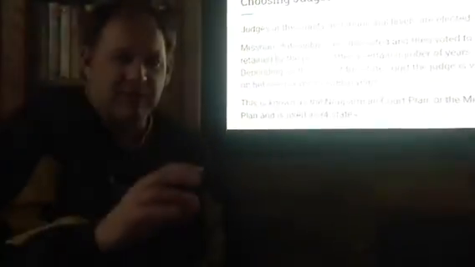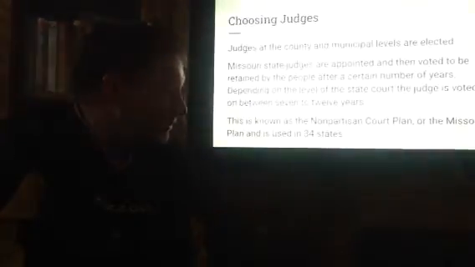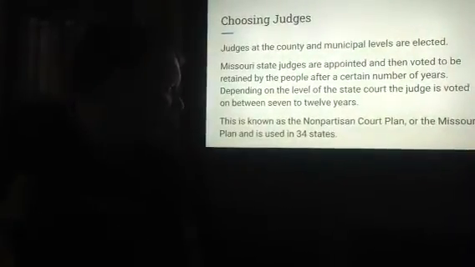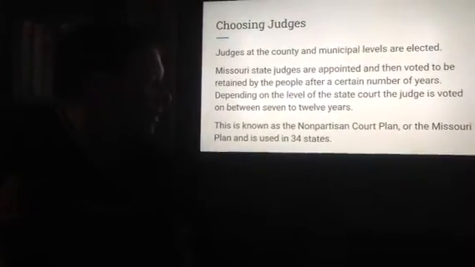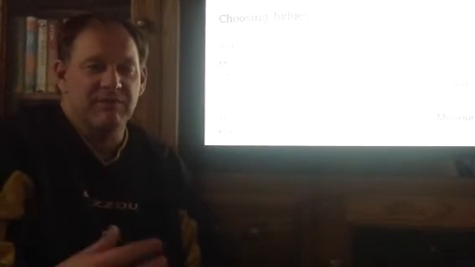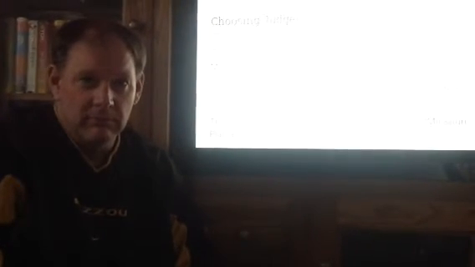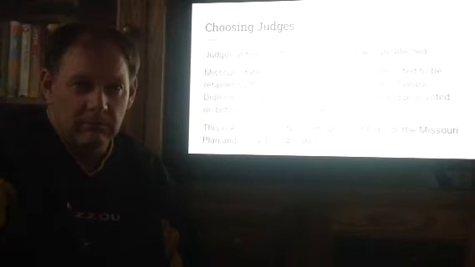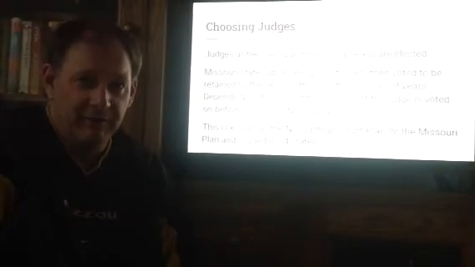They run for re-election. The Missouri state judges, we have a special thing called the Missouri Plan, or the Nonpartisan Court Plan, which we use as well as 34 states. It's called the Missouri Plan because it was invented by Wisconsin. No, of course not. It was invented by Missouri. Duh. So, Missouri Plan, it's our idea.